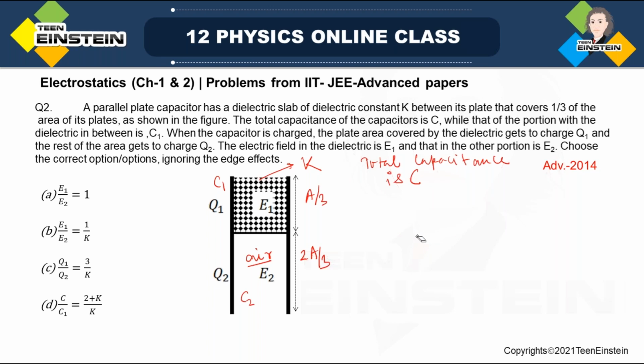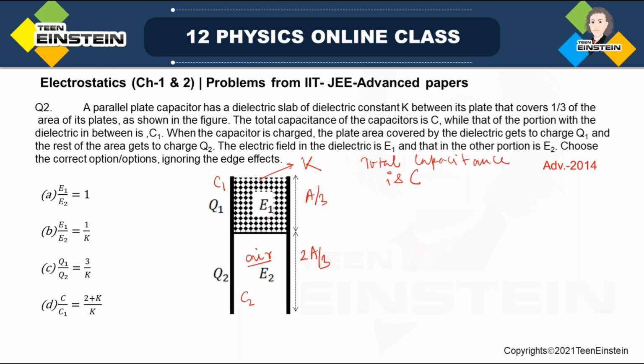Let me summarize the problem once again from this figure. So this is a parallel plate capacitor, as you see. A dielectric material of dielectric constant K has been placed as a slab inside the plates of the capacitor, which covers A/3, that means 1/3 of the area of the plates, and 2/3 contains air or vacuum only. This part is an air capacitor. This is a capacitor which has a dielectric slab of dielectric constant K.